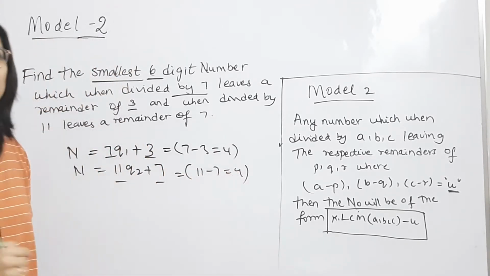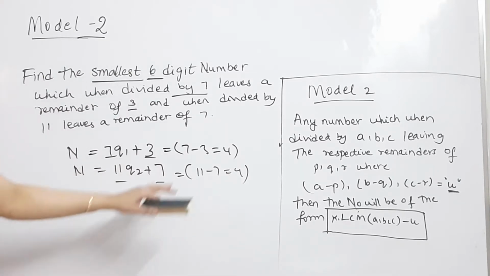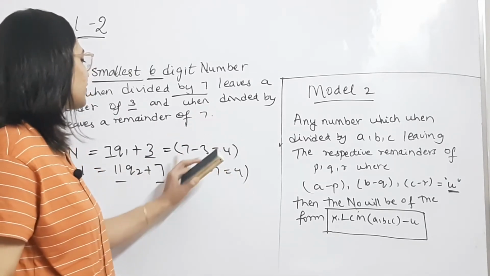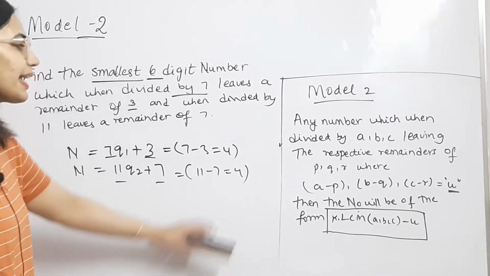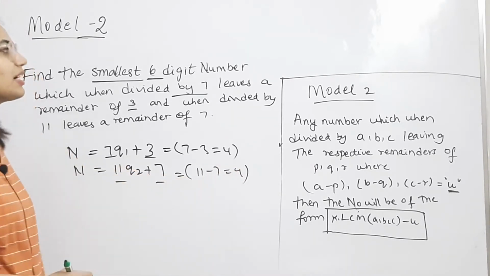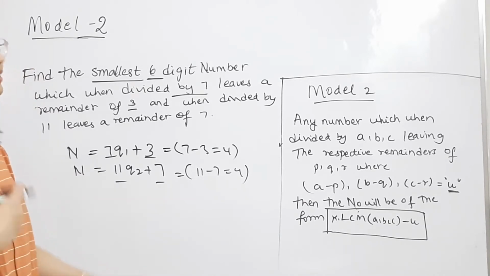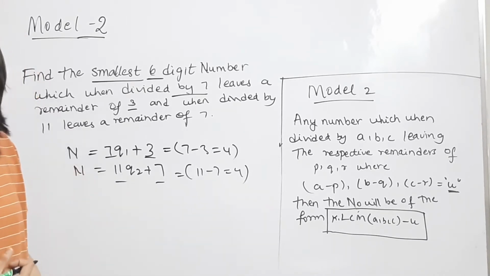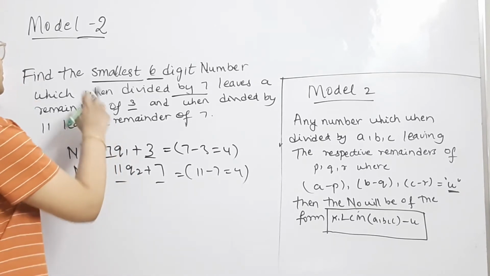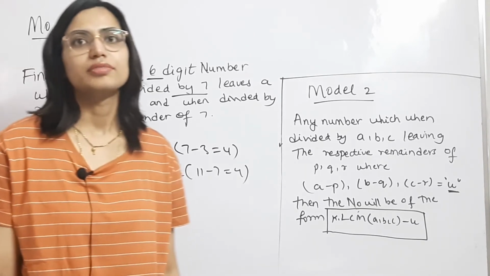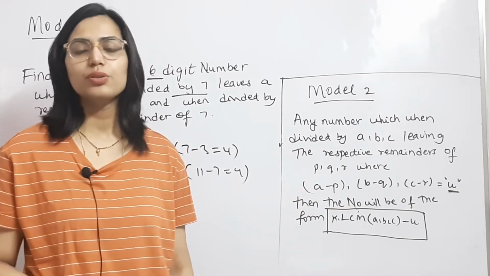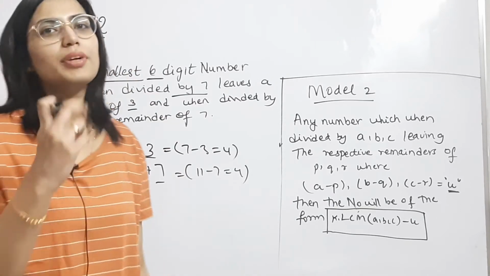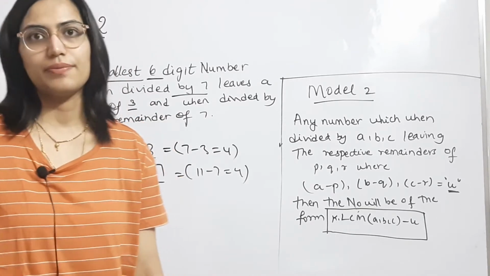One observation that you can see from the question is that the difference of the divisor and remainder is the same. So can you not do something about it? Yes, you definitely can. Take the difference and subtract it from the LCM. Find the least number first, take the difference and subtract it from the LCM. That number will give you the smallest number. So this is the second technique, the second model that you need to follow whenever you see a common difference between the divisor and the remainder.